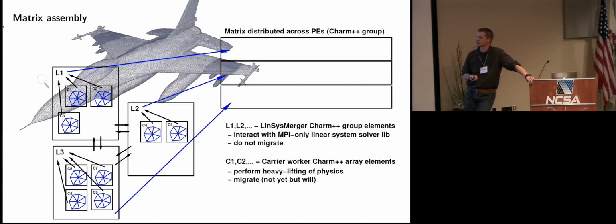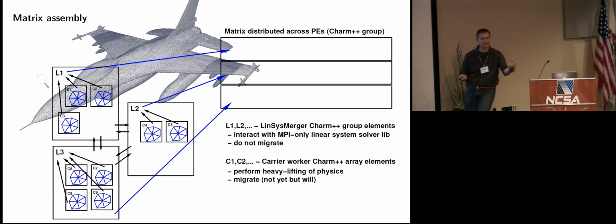So we do the assembly in two different steps, using a two-level approach. So we use what I call LeanSysMerger, linear system merger. That's a Charm group. And so that's guaranteed to not move across, that doesn't migrate. And the job of this object is to interact with the MPI-only library, in this case Hypre, and assemble this system, collecting the contributions from the workers. The workers are what I call carriers. And this is a Charm array.